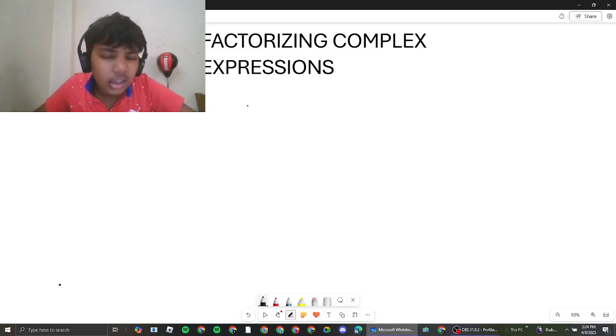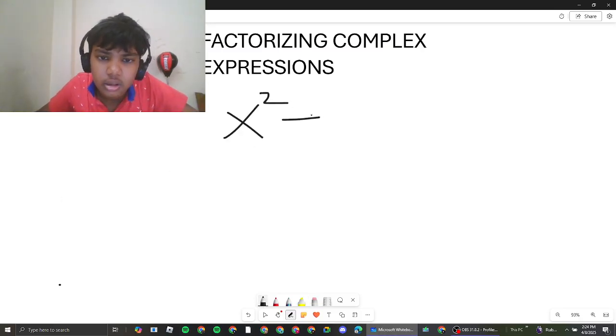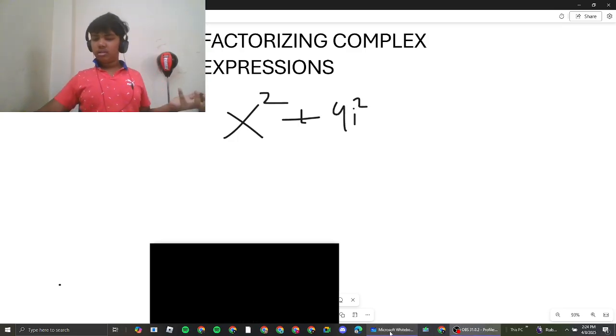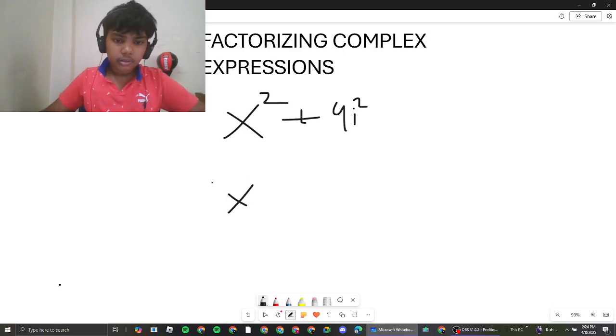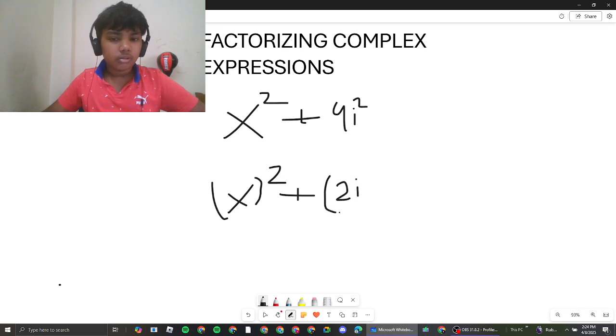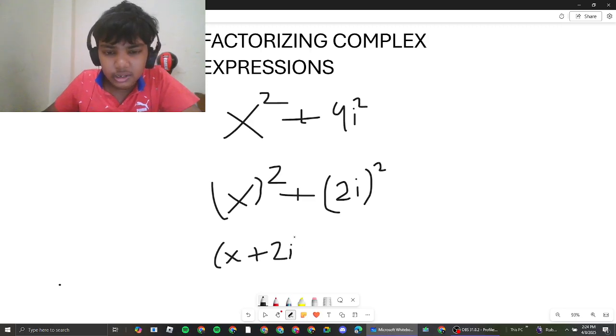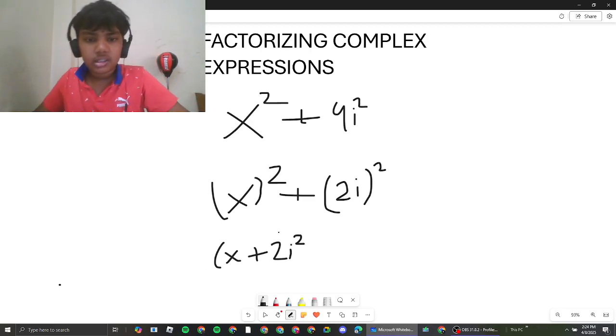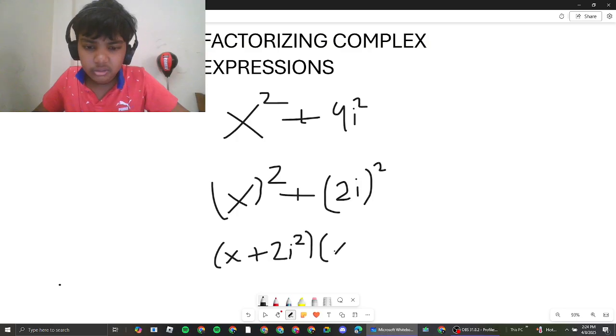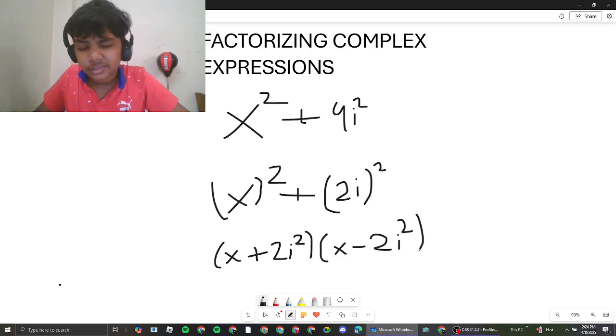If you have something like this, x squared plus 4i squared. Now we can write this as x squared plus 2i whole of 2i squared. Now just write this as factor x plus x plus 2i into i, which is i squared, because a plus bi into a minus bi. Now we can simplify this.